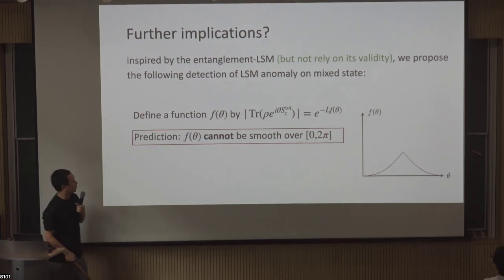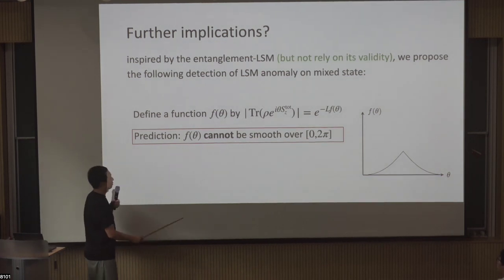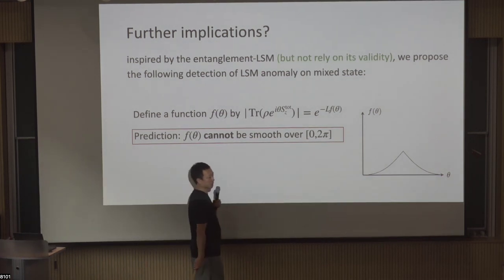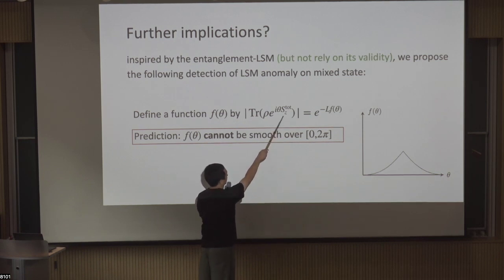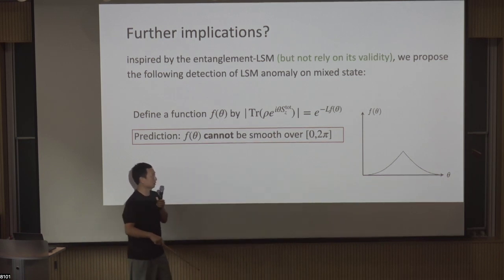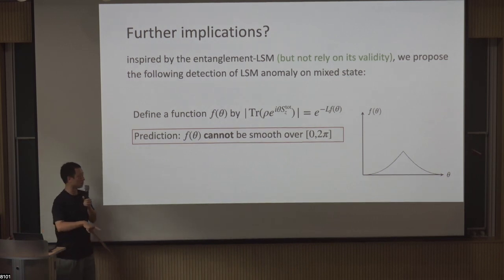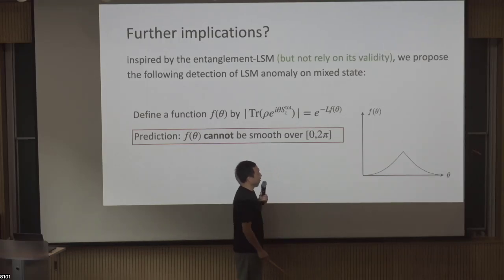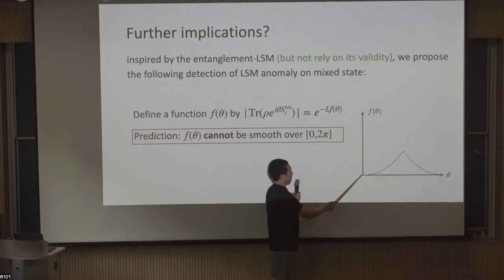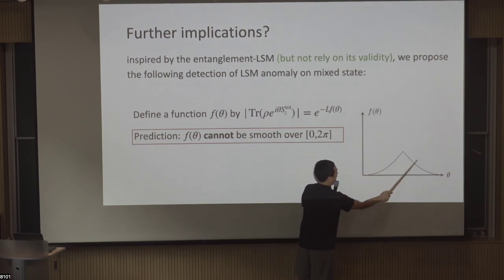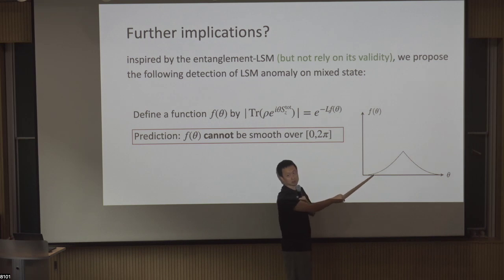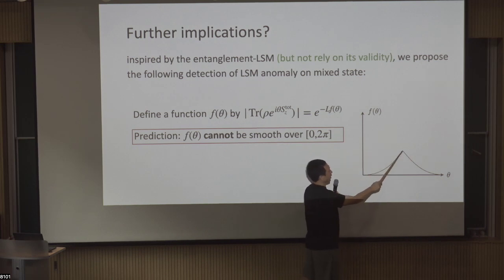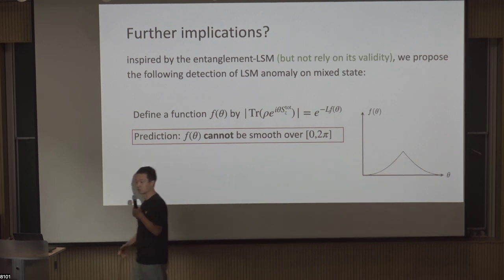Okay, the prediction is that f(theta) cannot be smooth over 0 to 2 pi. First, it is a periodic function, because the difference between different S^z values is just an integer, so it's a periodic function between 0 and 2 pi. But we predict that for rho satisfying all the properties, this function cannot be smooth. It has to encounter some kind of singularity. It could be a cusp, it could be a corner, it could be two singularities, but it cannot be smooth. So that's a prediction.